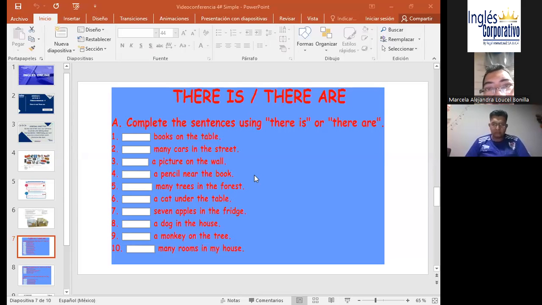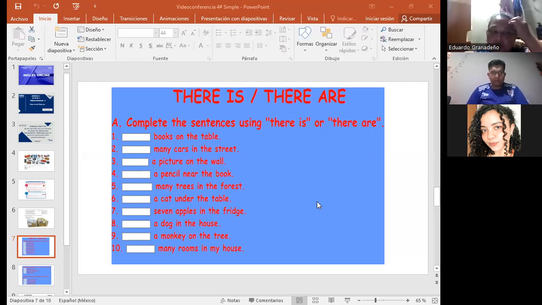Creo que la primera de la A sería there are, ¿verdad? Yes, there are books on the table. Hablando de libros, ¿verdad? Yes. Libros y the table.